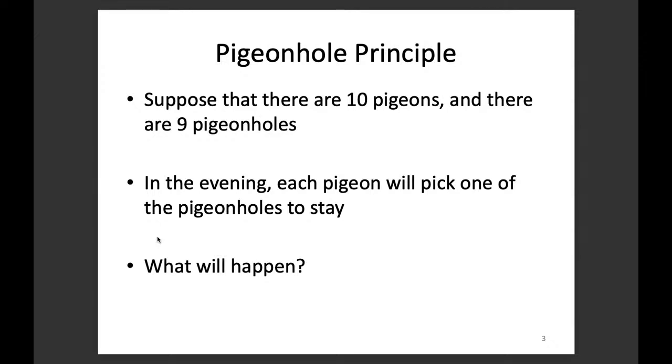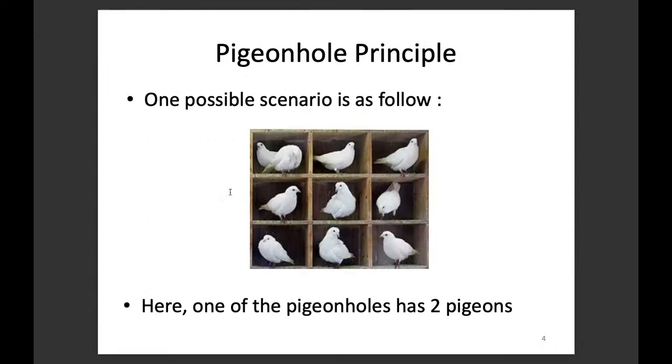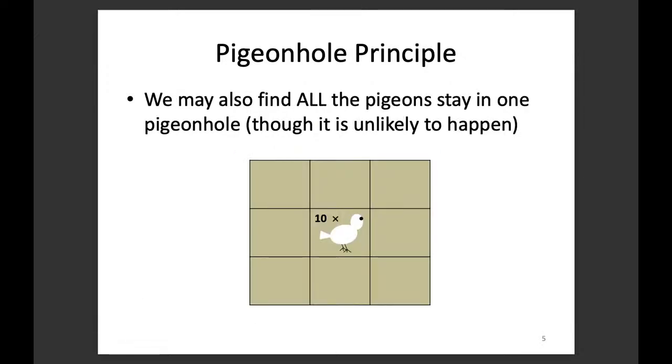And then what will happen? One possible scenario is like this. If you look at this picture, you can see that there are 10 pigeons around, and there are 2 here, right? There are altogether 9 pigeonholes, and we will see that one of these holes will have 2 pigeons or more. Another possible scenario, although very unlikely, but it could happen, is that all the pigeons select the same spot. So we may have 10 pigeons in the same hole.